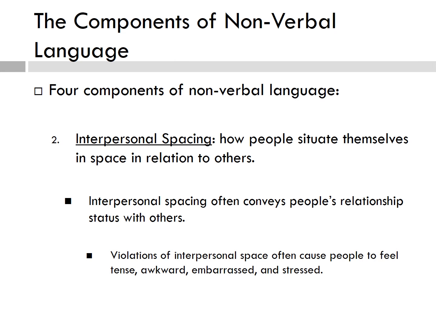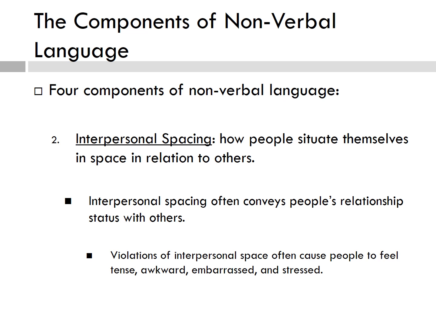The second main component of nonverbal language is interpersonal spacing. Interpersonal spacing refers to how people situate themselves in space in relation to others. Social psychologists find that interpersonal spacing often conveys people's relationship status with others. For example, social psychologists have identified four major interpersonal zones among middle-class Americans that convey relationship status.